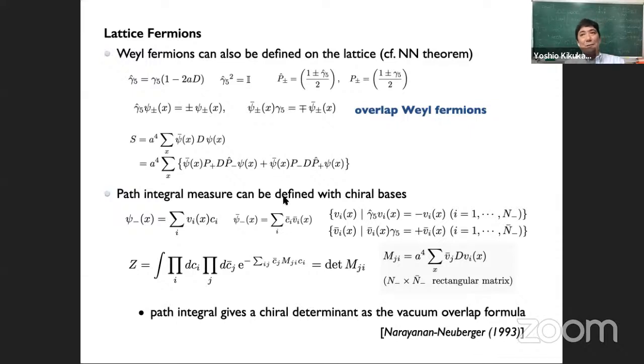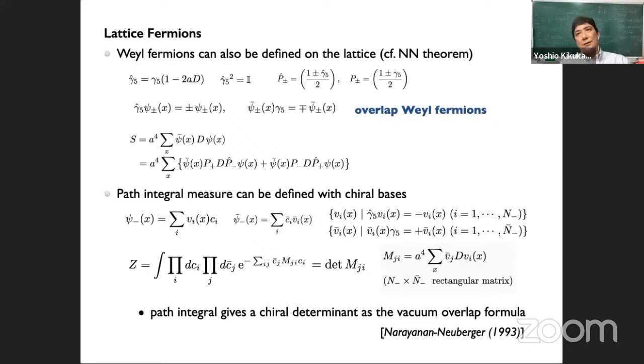It is a non-trivial problem to define the functional measure, the path integral measure, for Weyl fermions. For Dirac fermions, we can use the simple measure, which does not depend on the gauge field. But if we try to project out the left-handed or right-handed components with this condition, then the construction of the measure is non-trivial because it can depend on the gauge field.